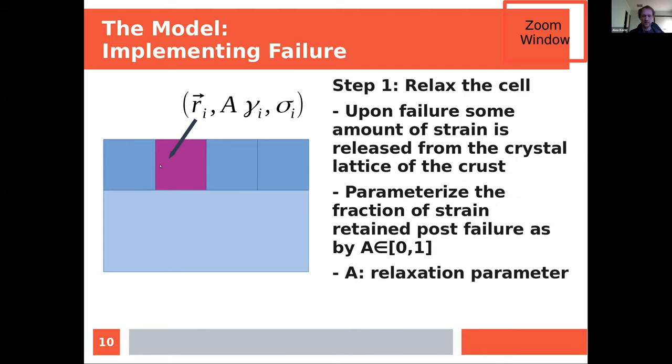So the first step in the failure routine is that you relax the failed cell in question by fraction A, where A is a number between 0 and 1. This is to represent in a real material when a real local volume fails, it's no longer capable of supporting its load, so it releases some amount of strain.